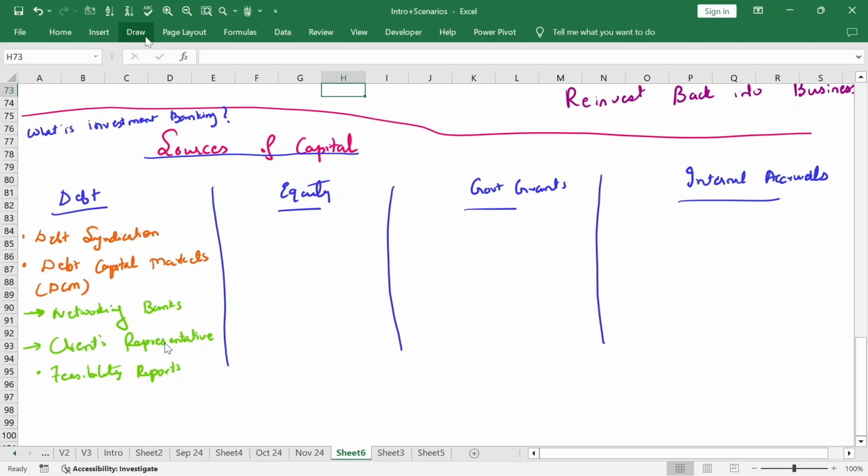That's the first step. So you as an analyst sitting in this group will be required to build these types of IMs, feasibility reports, by visiting your client's company's site, taking documents from them, or maybe taking information from the public domain and building this comprehensive report.